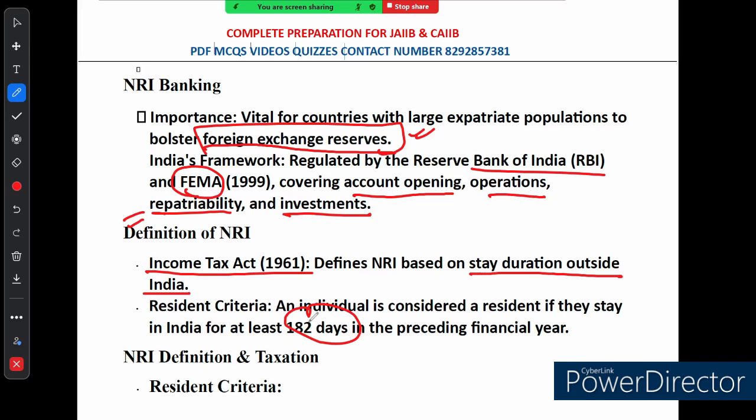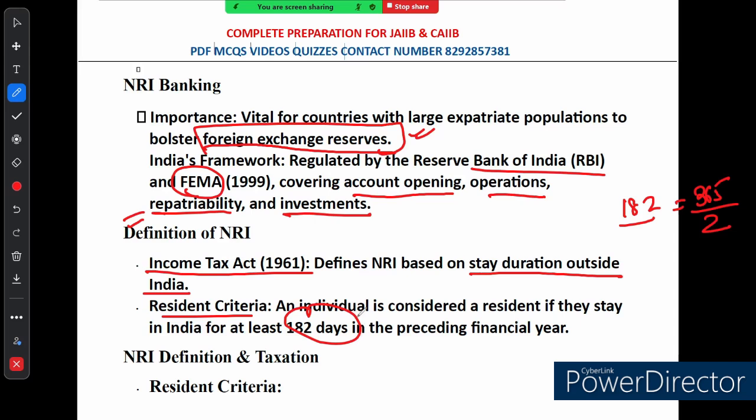So when I say 182 days, this is nothing but 365 divided by 2, almost. If you spend half the year or more than half the year abroad, then you fall into the NRI category. It is quite simple, right? So hopefully you have understood that if they stay in India for at least 182 days in the preceding financial year, then that is called resident, and if they stay more than 182 days in a foreign country, then that is called NRI, non-resident Indian. That's the definition.